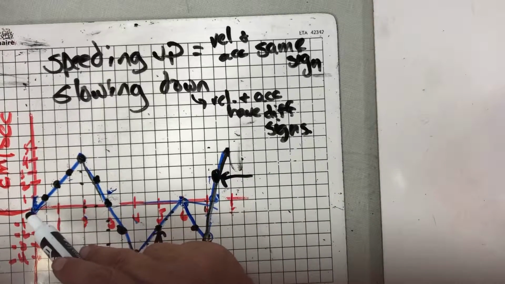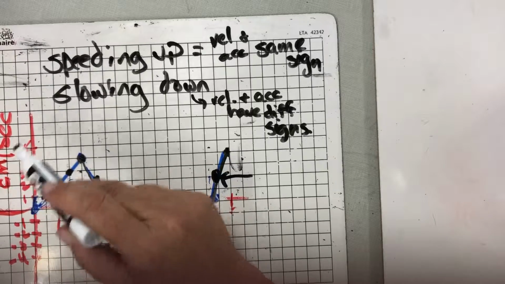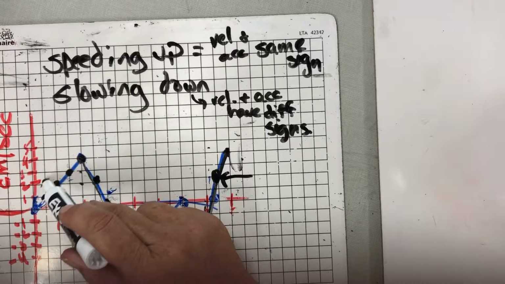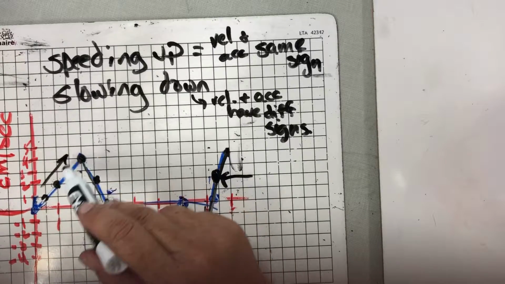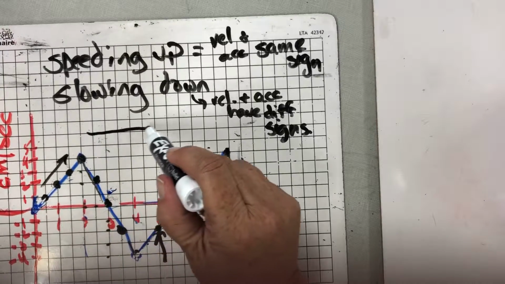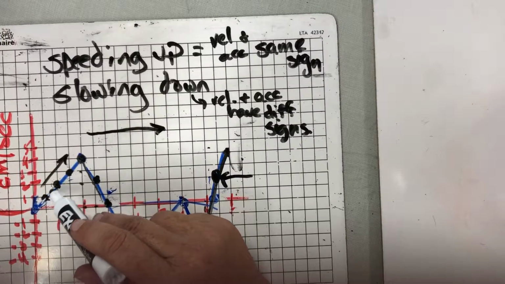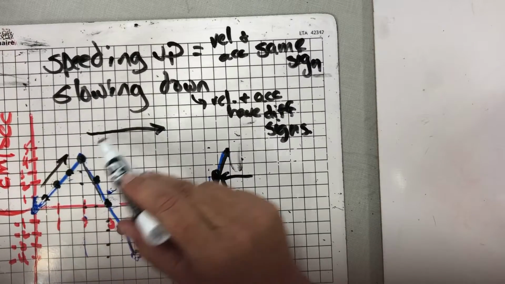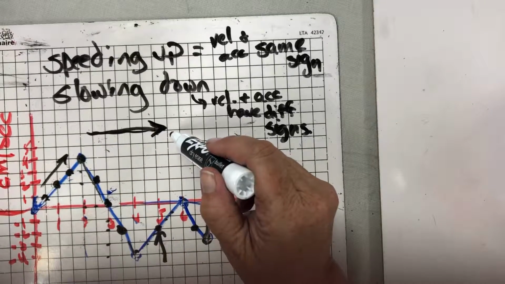Right here, velocity is positive, right? These are all positive velocity values, and the slope is positive. So that means acceleration is positive. So I am speeding up here. And by the way, it makes sense. Positive velocity means I'm moving right. So as I move right, I'm going 1 centimeter per second, 2 centimeters per second, 3 centimeters per second, 4 centimeters per second. I was definitely accelerating.